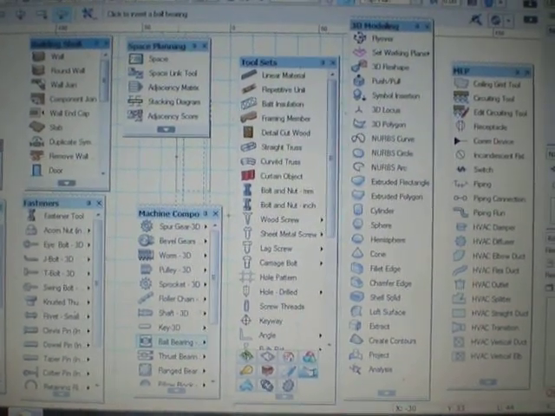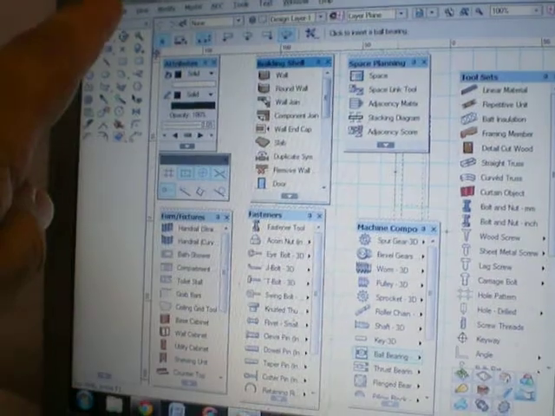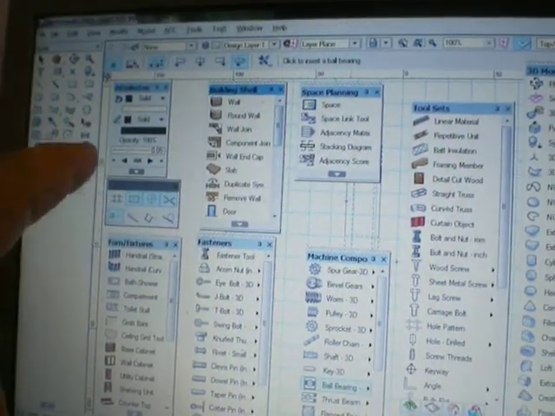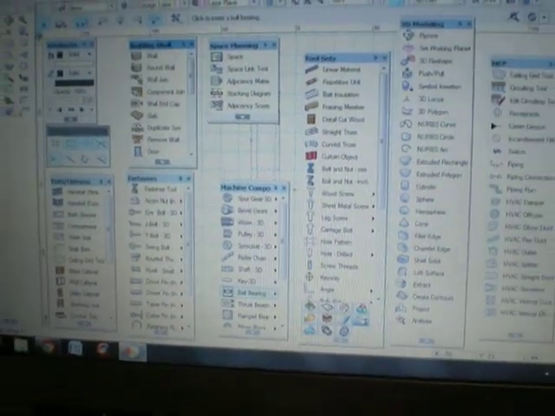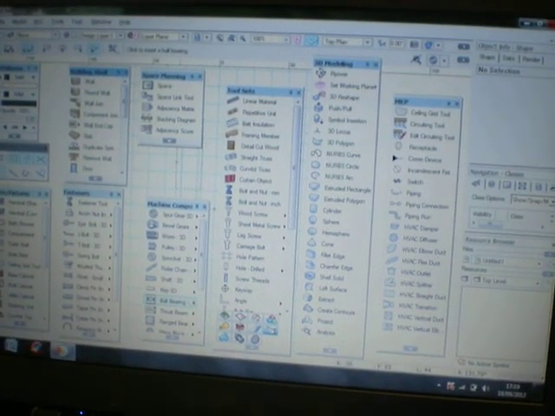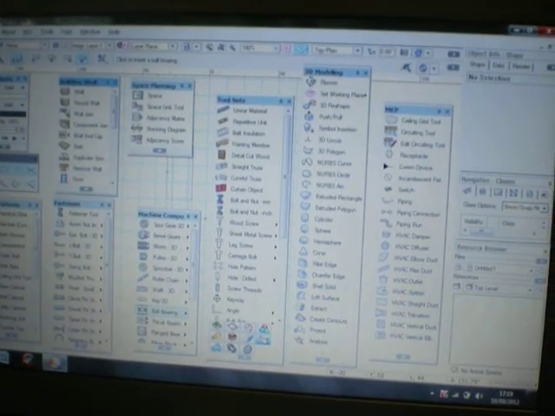I would like to quickly show you this interesting software. It's called Vectorworks 2011 education version. This is used by architects, structural engineers, mechanical engineers, electrical engineers and designers from different backgrounds.